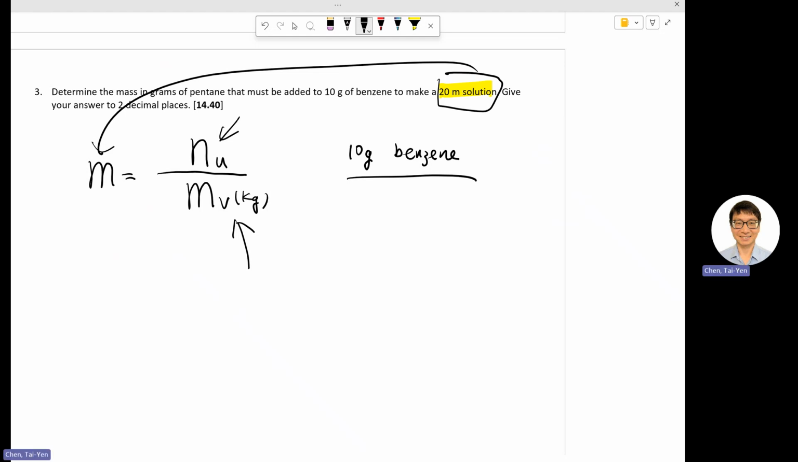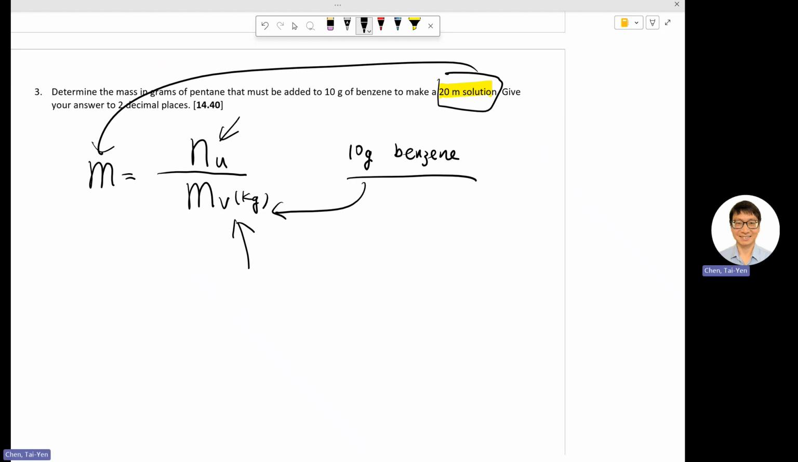You need to read this question again, and make sure you can understand that. So you have 10 grams of benzene, and benzene is your solvent. So what is your mB? You can know your mB already, but this one needs to be converted to kilogram. That's the only thing that you need to do.